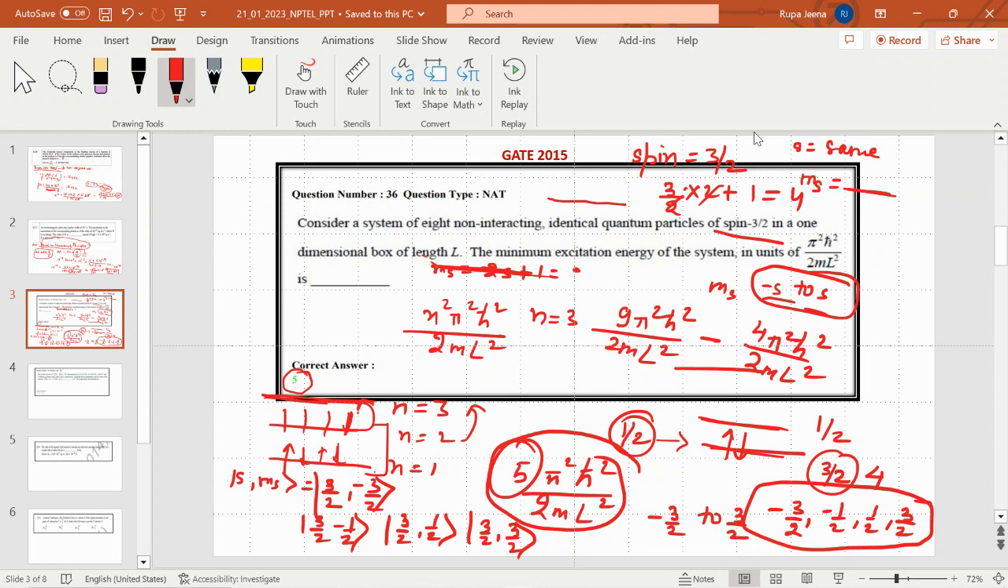Okay, now you have to excite this. You cannot excite n is equals to 1 to n is equals to 2 because there are already a maximum of 4. So you can excite n is equals to 2 to n is equals to 3, you will get 5. If you want to excite n is equals to 1 to n is equals to 3, you will get the answer 8. But between 5 and 8, which one is smaller? 5, na. So 5 is the minimum, right?